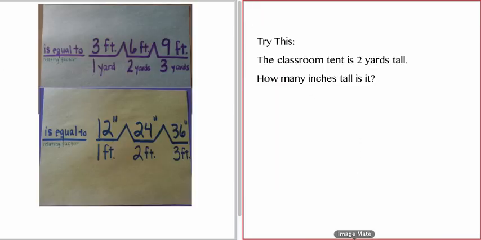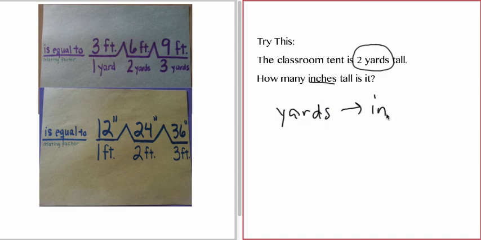Let's try one more. This is kind of a tricky one. Our classroom tent is 2 yards tall. How many inches tall is it? Notice this time, we're starting in yards and we're going to inches. So we have to go yards to inches. And if we look at our thinking map, so far we've been able to go yard to foot or yard to feet, and we can go feet to inches. We don't have a specific thinking map for yards to inches, but you do know how to get there.